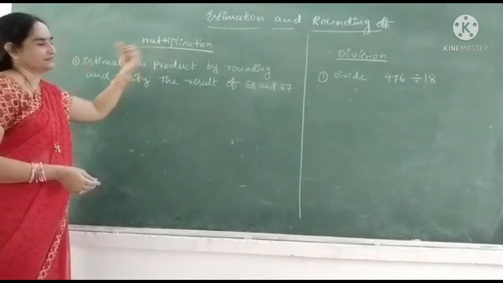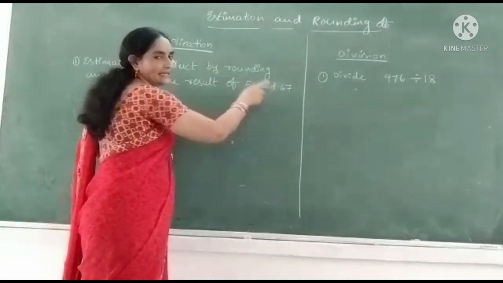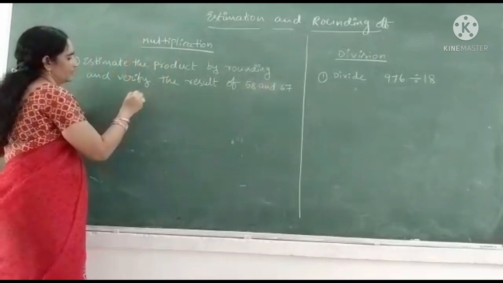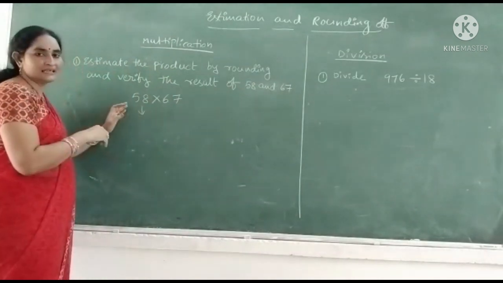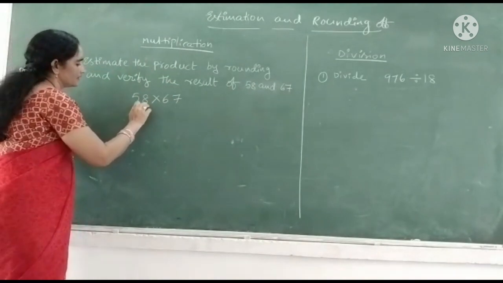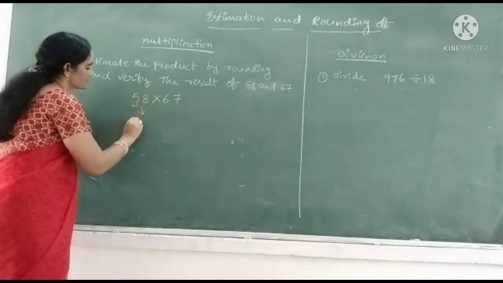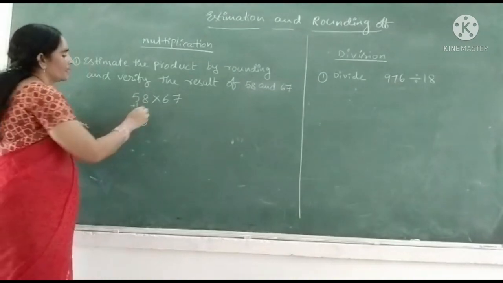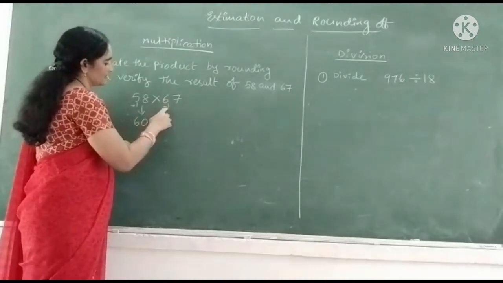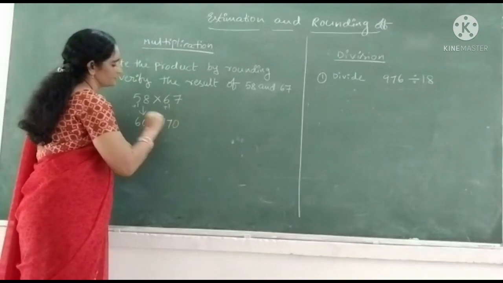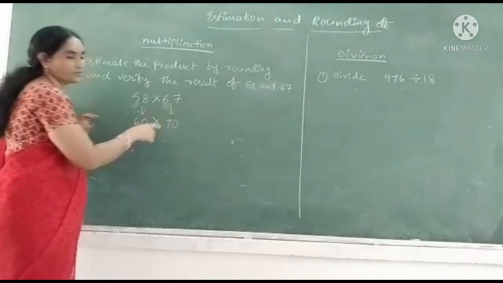Now we will have multiplication. Estimate the product by rounding and verify the result of 58 and 67. Now we take 58 and 67. We round off these numbers to the nearest tens. For 58, 8 is greater than 5, so plus 1 to the tens digit, so 6 and the remaining is 0. And 7 is greater than 5, so plus 1 to the tens place, so 7 and 0. So we round off 58 to 60, 67 to 70.